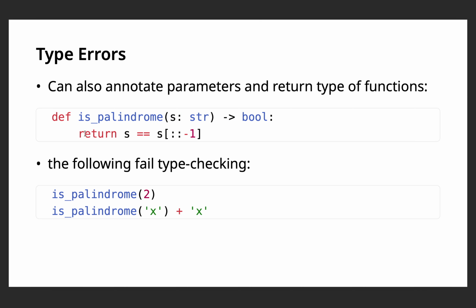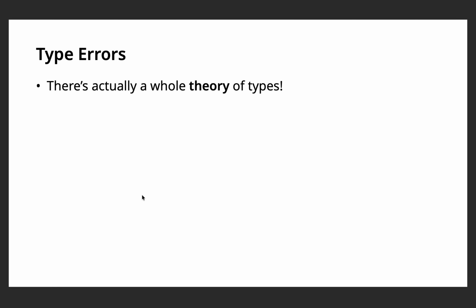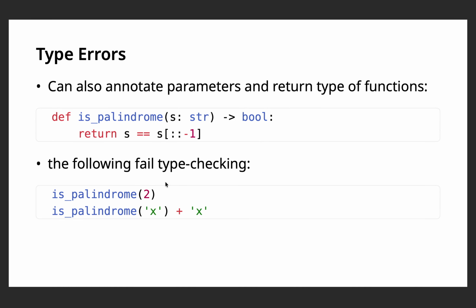Okay, so if you type your function like this, for example, these calls are going to fail type checking. This first one because it expects the input to be a string, but it gets an integer here. And for the second one, you're essentially adding a boolean, what you expect out of this function, with a string. So you can't add a boolean with a string. So the second line also fails type checking. Okay, so this is just a very basic overview of types.